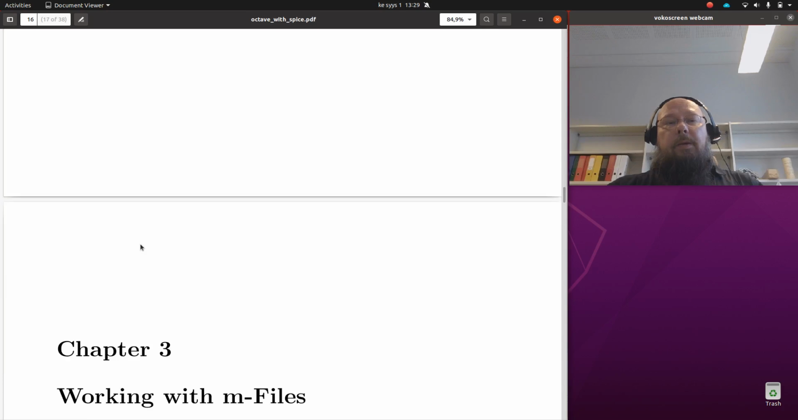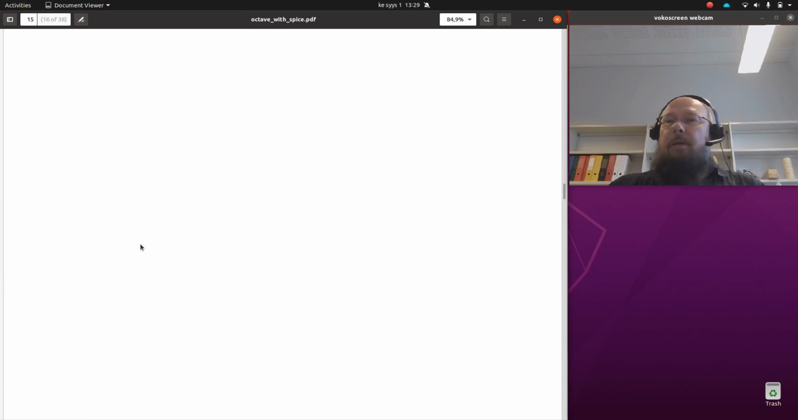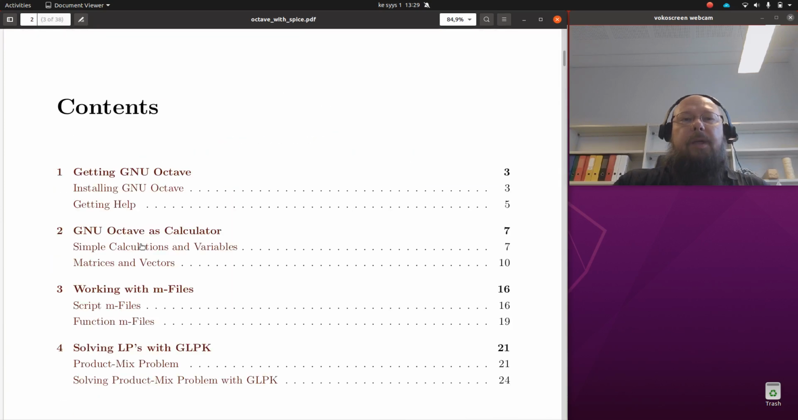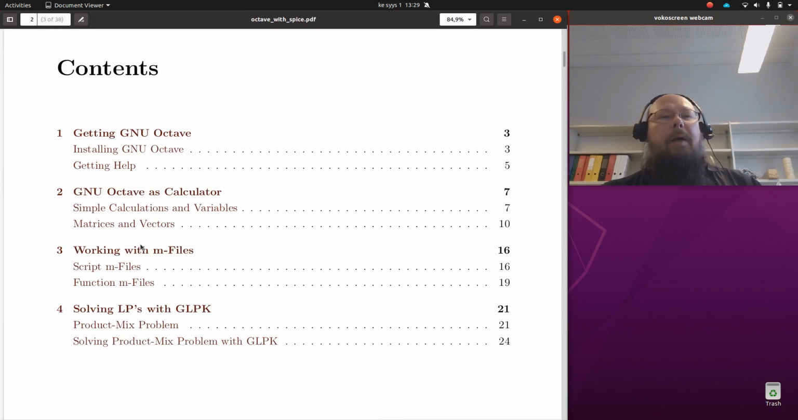So that was chapter 2. Let's go back to the contents to see where we are. Now we have seen how to use Octave as a calculator, how to run simple calculations with variables, and consider a little bit of matrices and vectors, and especially cutting and pasting matrices, block matrices and matrix blocks. In the next video lectures we go to the so-called M files. See you there. Bye bye.